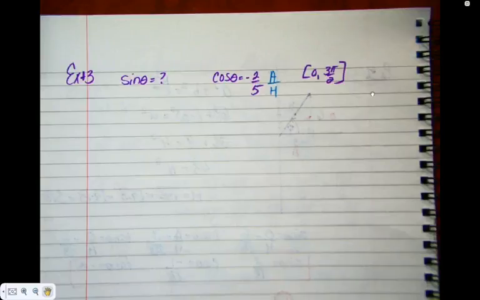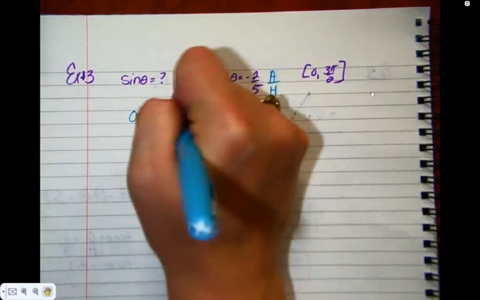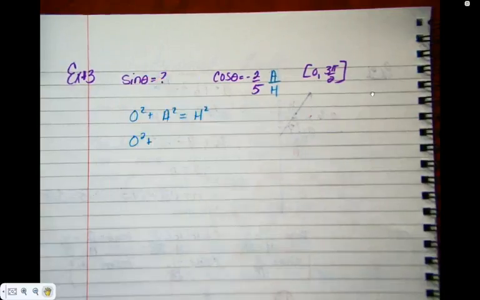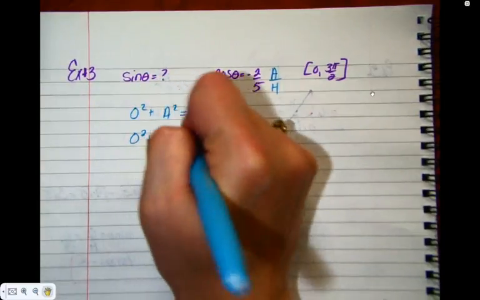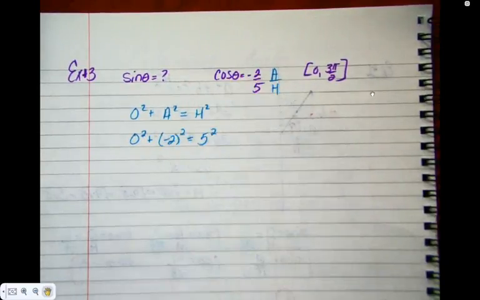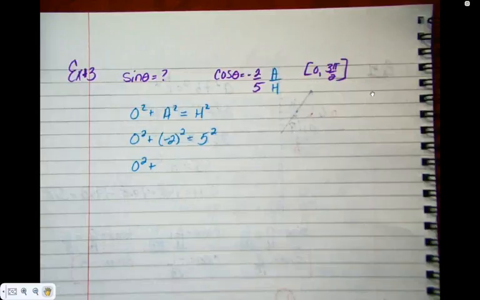That means we need to find O. Okay? So O squared plus A squared equals H squared. If you prefer A squared plus B squared equals C squared, use it. Nothing wrong with that. O we don't know. A we have as -2. Watch your brackets there. And H is 5. O squared plus (-2) squared is?